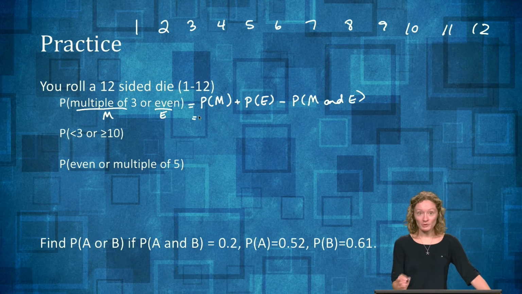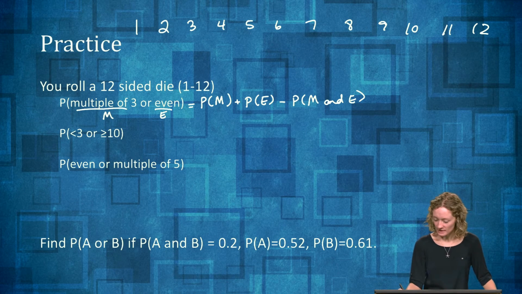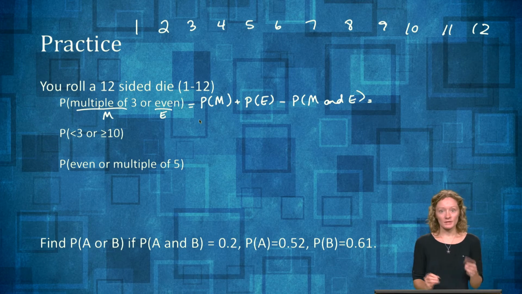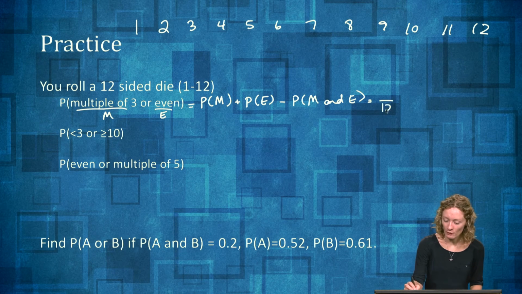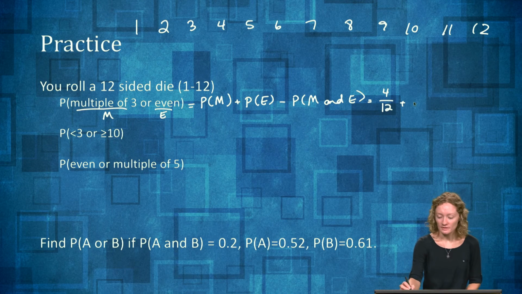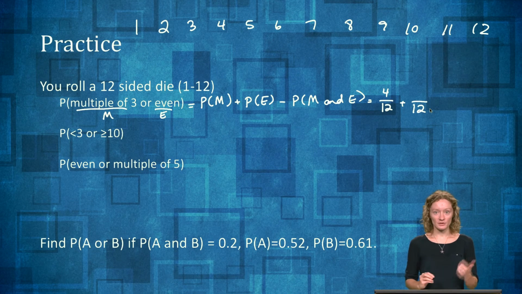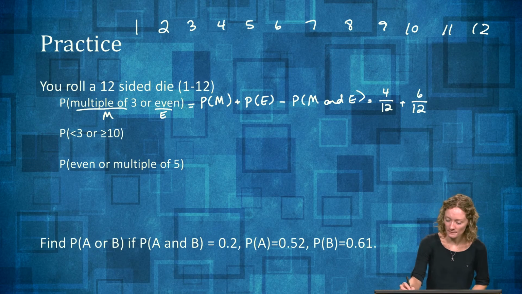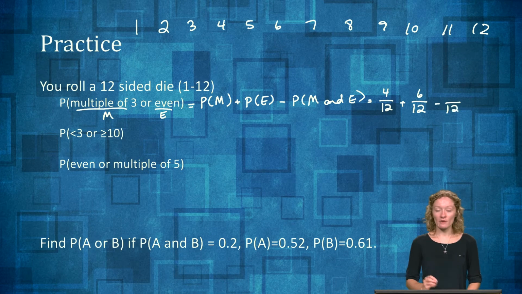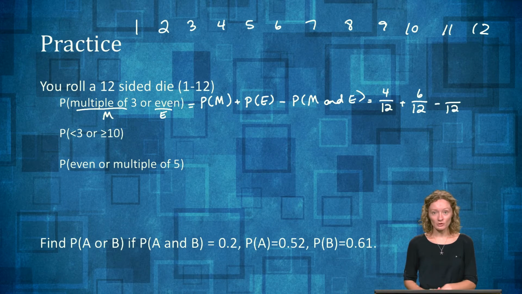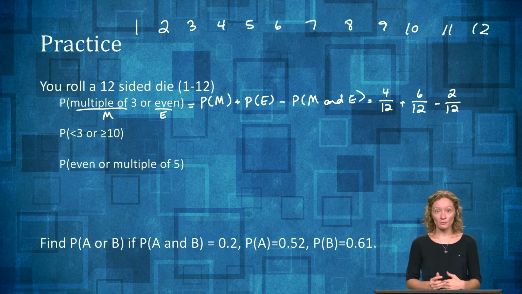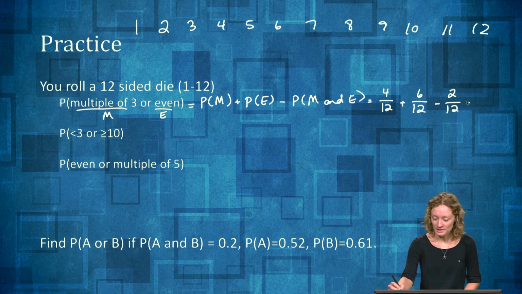Okay, so multiple of 3. Actually, let's do it on the side. Multiple of 3: 3, 6, 9, 12. So of the 12, there were 4 that met the criteria. Probability of even. There are 12 options. How many of the 12 are even? 2, 4, 6, 8, 10, 12. So 6 of them. And then subtract out which of the 12 are both a multiple of 3 and even. Our multiples of 3 were 3, no, not even. 6, that one is. 9, not even, and 12. So 2 of the 12 are both a multiple of 3 and even. Simplify. 4 plus 6 is 10, minus 2 is 8 over 12.